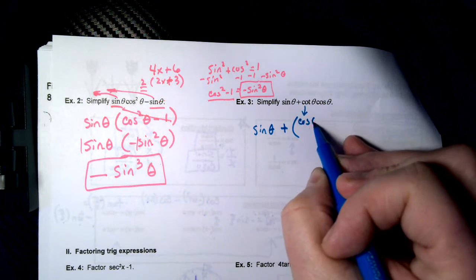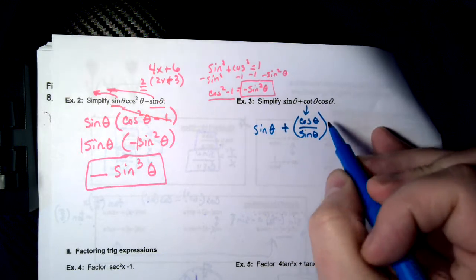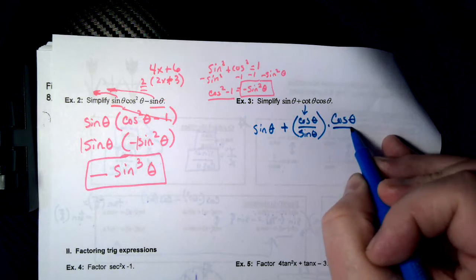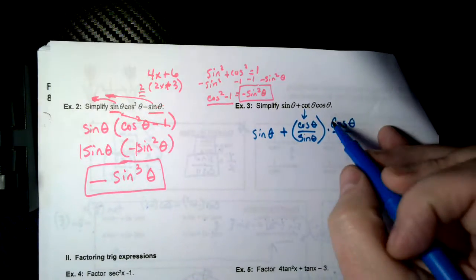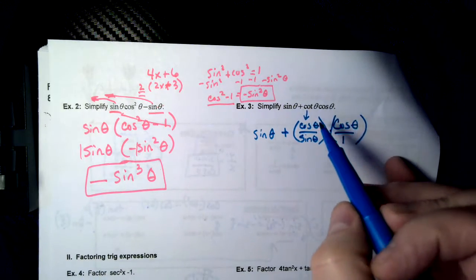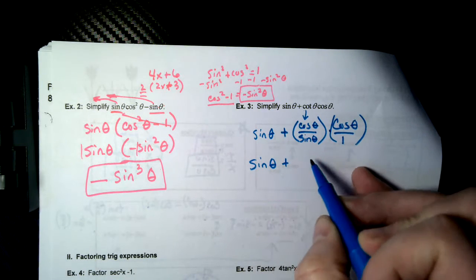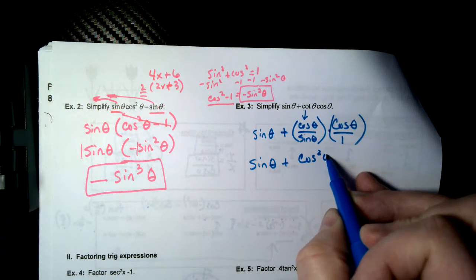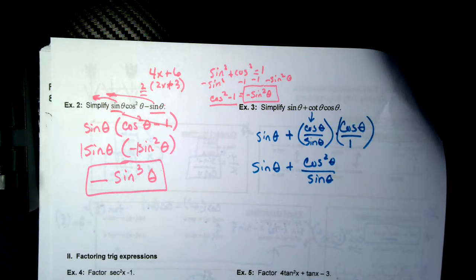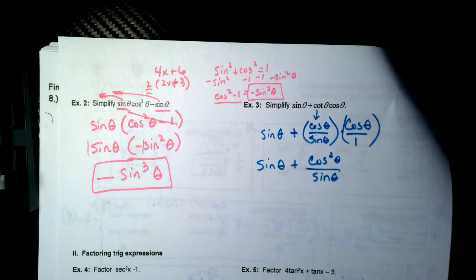That's cosine theta over sine theta and cosine theta. Let's make it over 1. So if we actually multiply these two parts together, I would get sine theta plus this fraction, cosine squared theta over sine theta. And you look at that and you go, I don't know, I kind of stuck now. What do we do with that?